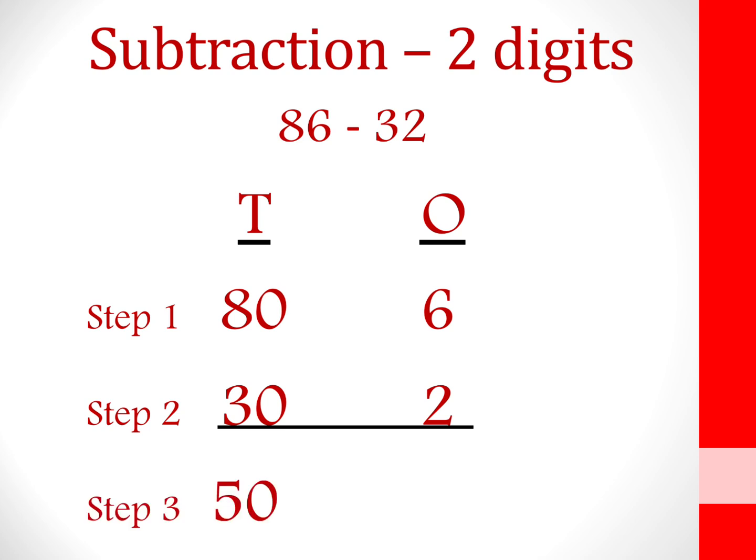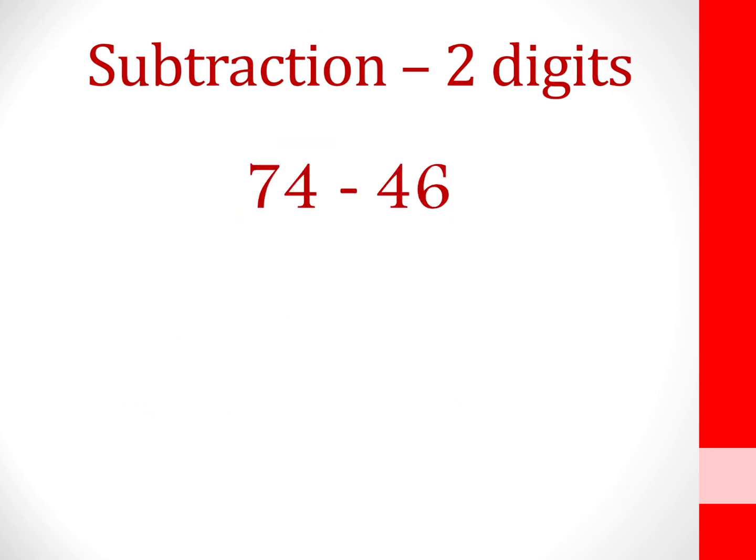Step 3, we subtract. In our tens column, 80, we subtract away 30, which gives us 5 tens, which is 50. Then looking at our ones column, we have 6 ones and we have 2 ones. 6 take away 2 would give us 4 ones. Our final step, having partitioned our numbers, we now pull our numbers back together. So we've got 5 tens, which is 50, and we've got 4 ones. If we put our 5 tens and our 4 ones together, our answer would be 54. So 86 take away 32 would give us the answer of 54.